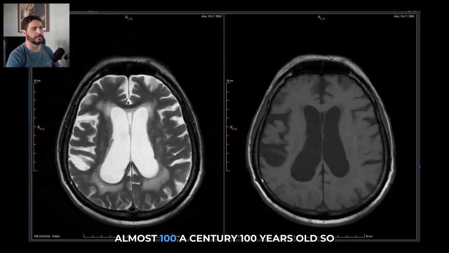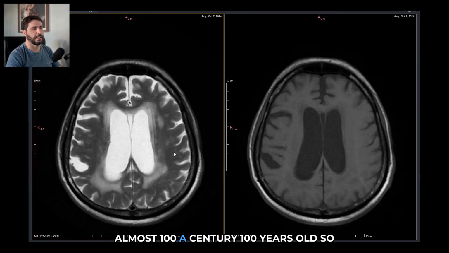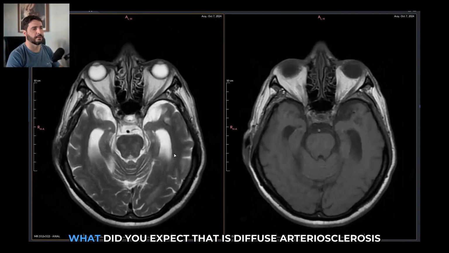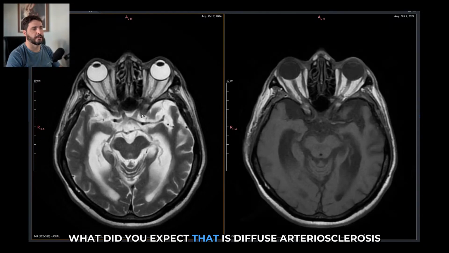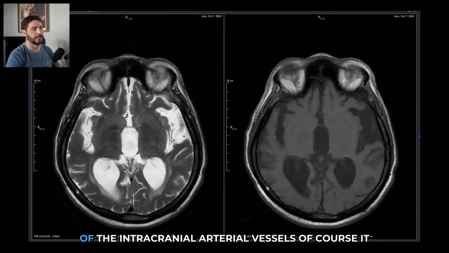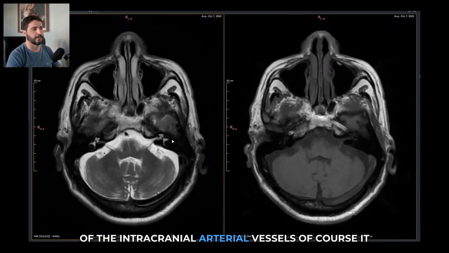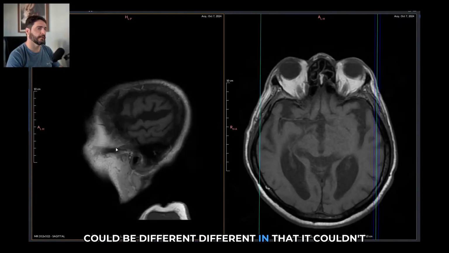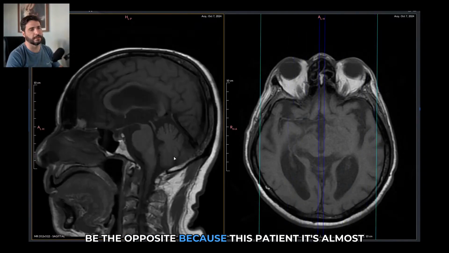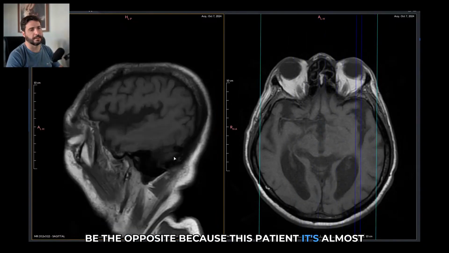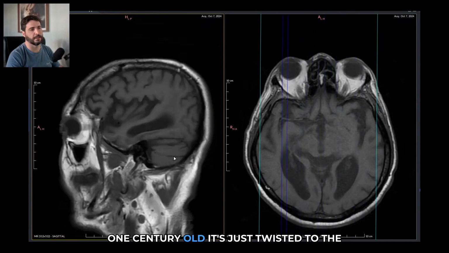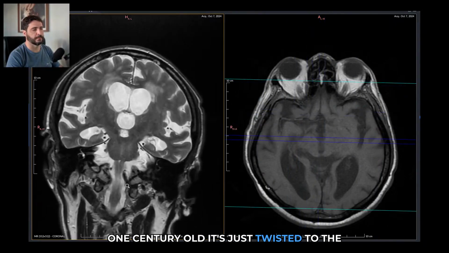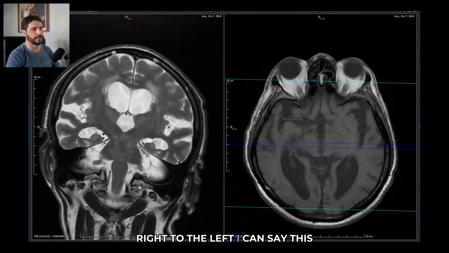This patient is almost 100, a century, 100 years old. So what did you expect? That is diffuse arteriosclerosis of the intracranial arterial vessels. Of course, it couldn't be different than that. It couldn't be the opposite, because this patient is almost 1 century old. It's just twisted to the right, to the left.